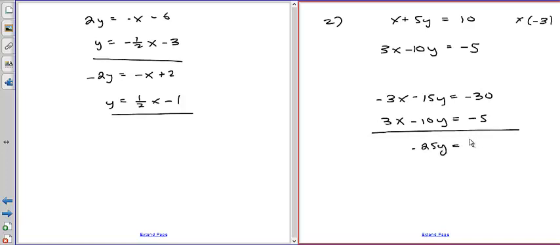And so we get -25y is equal to -35. So we get y is equal to -35 over -25. And if we divide them by 5, we get +7/5.